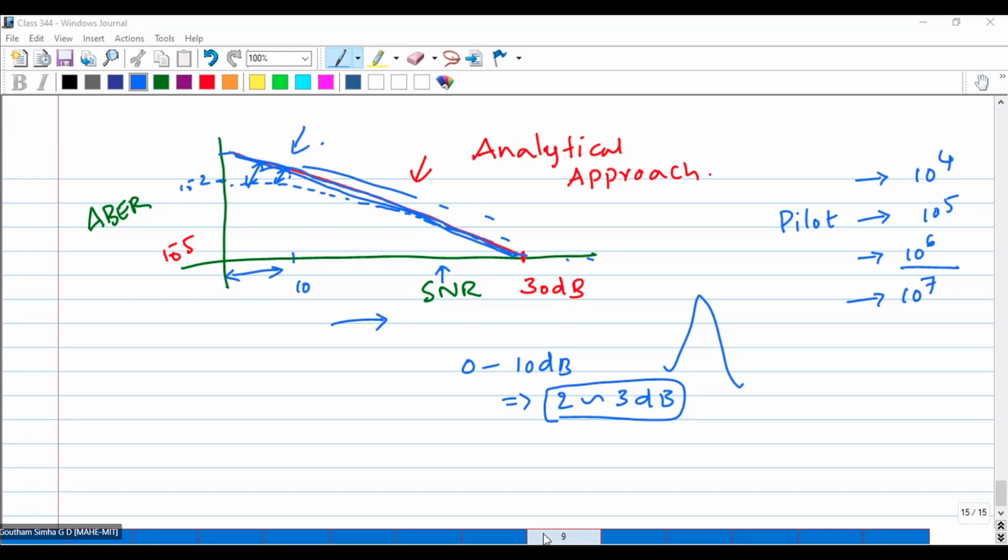Yeah, Yuvraj. Sir, can you go back to the optimized selection combining thing?